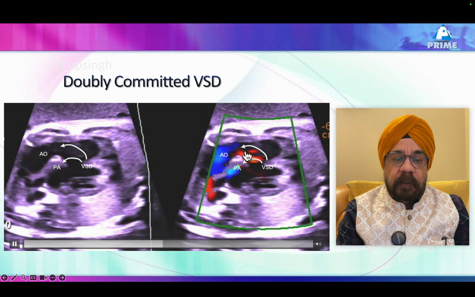Pulmonary artery and aorta. The pulmonary valve is thick, and the aortic valve is on the right side, with the pulmonary valve side by side on the left side. They are not crossing each other, and you see the pulmonary artery is small, which means that this is pulmonary stenosis.